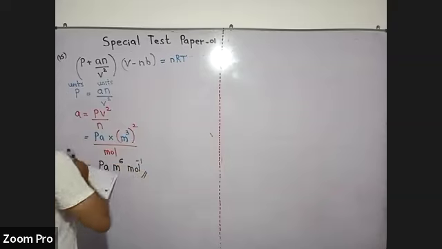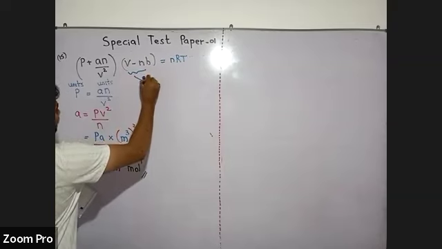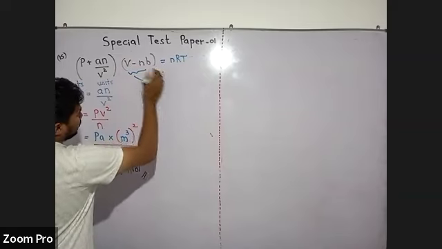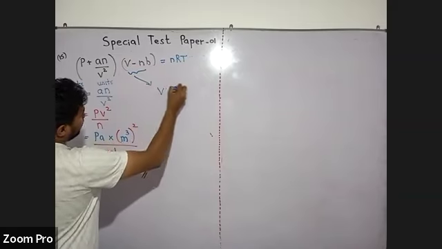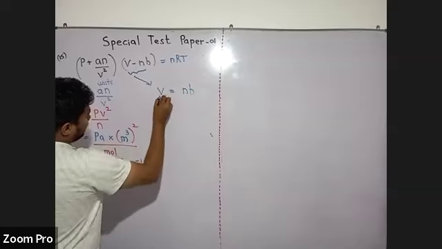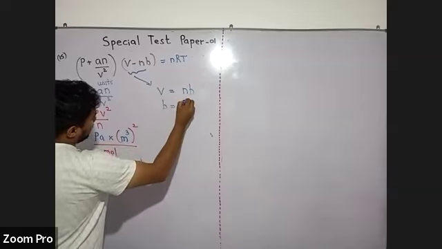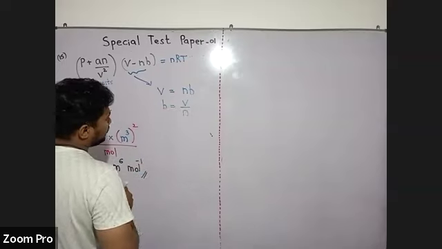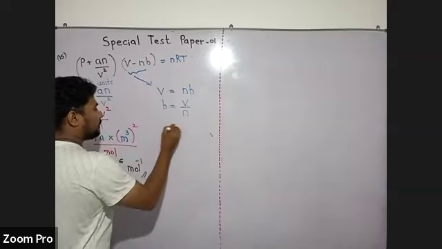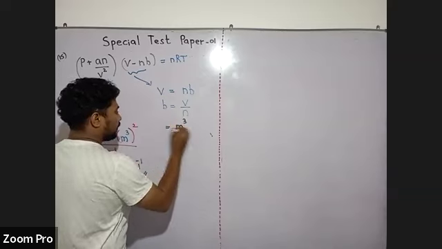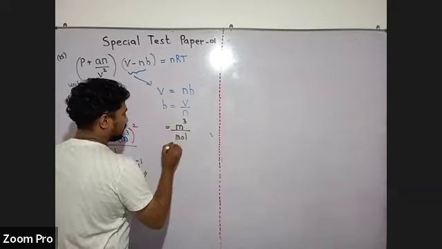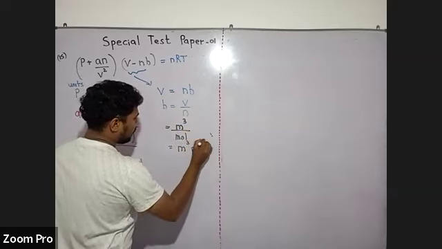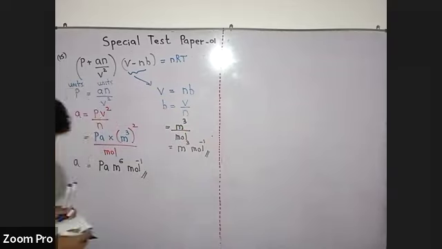If we consider this bracket to obtain the units of B, according to this equation, units of V should be equal to units of nb. Right. So if I make b the subject, then it is equal to V over n. Now let's substitute the relevant units. Now, V means volume, it should be m cube, over n, meaning number of moles. So the answer should be m3 per mole. Right.